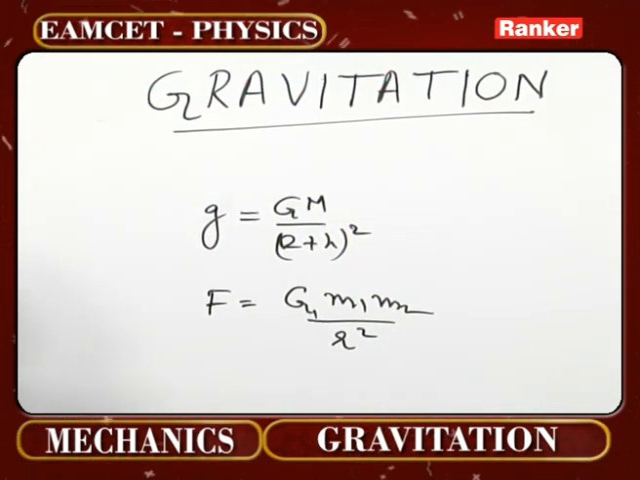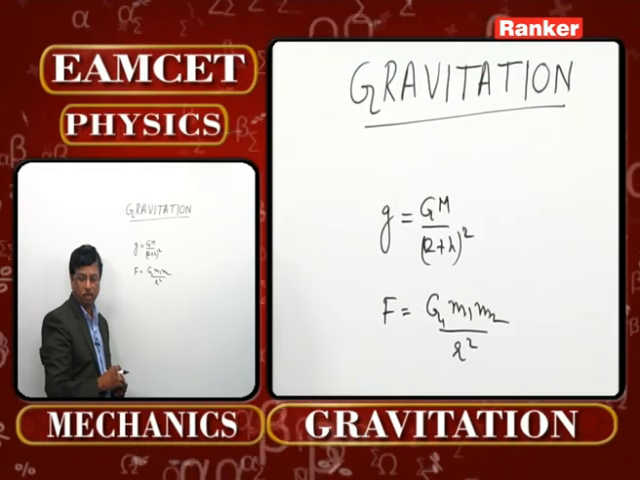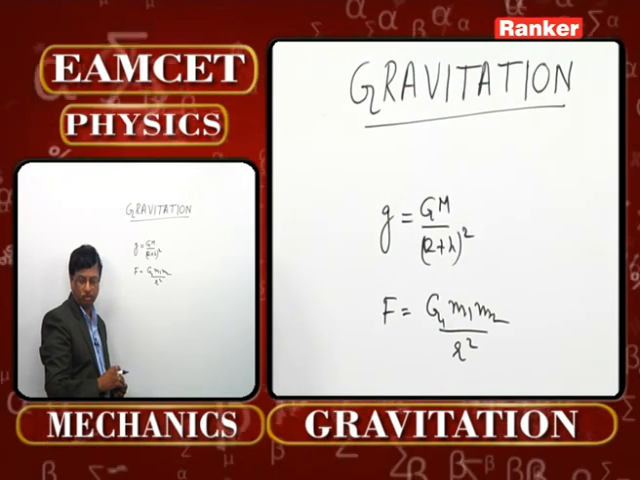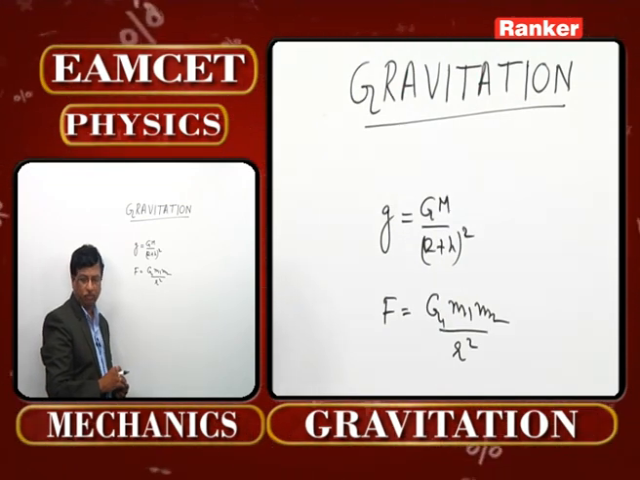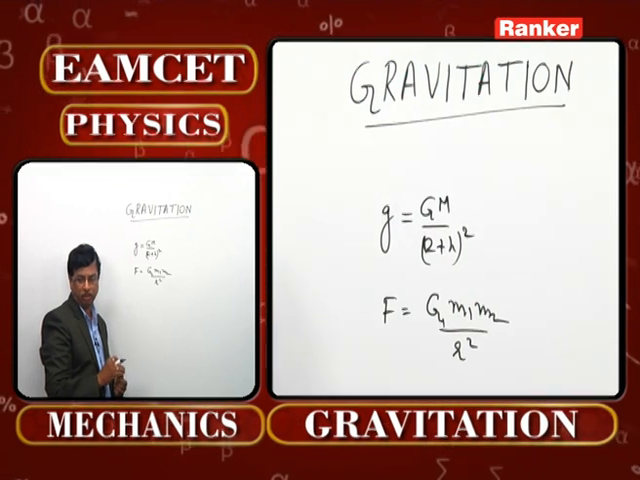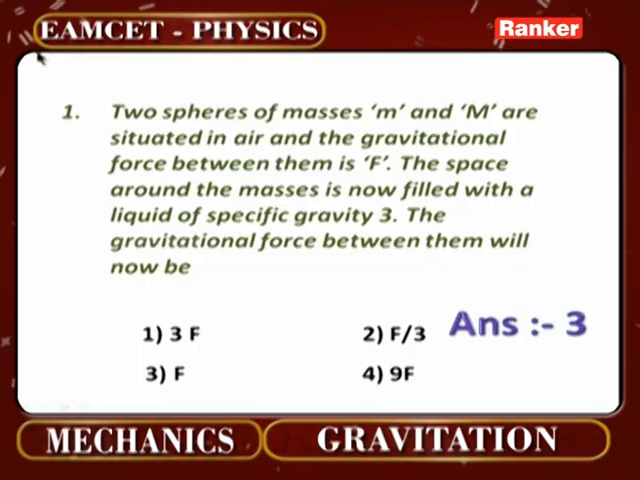As you are all already familiar with all these formulae, let us now take up some of the applications of this particular chapter. Let us see the very first question. Two spheres of masses m and capital M are situated in air and the gravitational force between them is F. The space around the masses is now filled with a liquid of specific gravity 3. The gravitational force between them will now be how much?